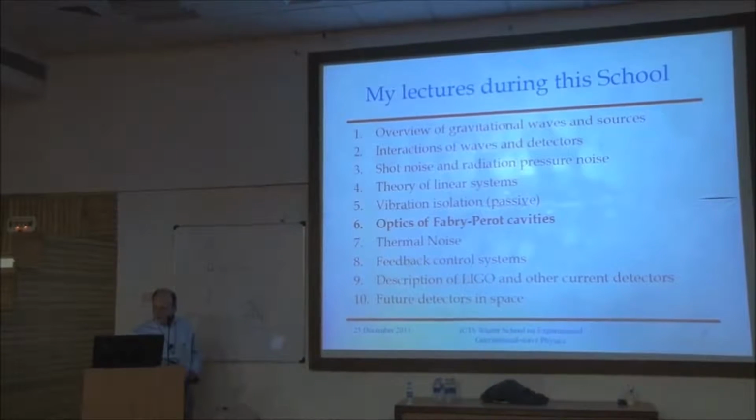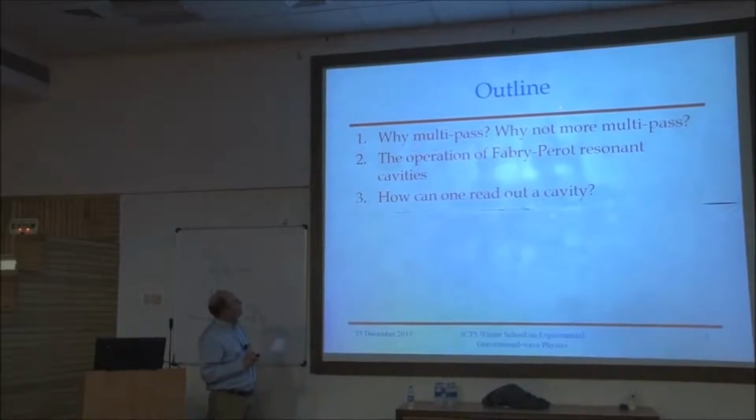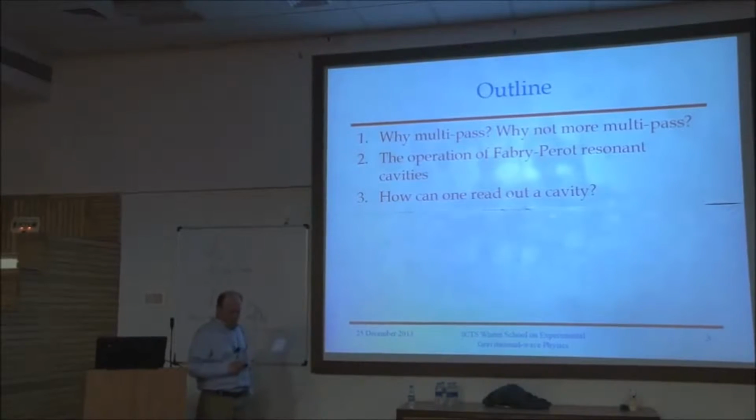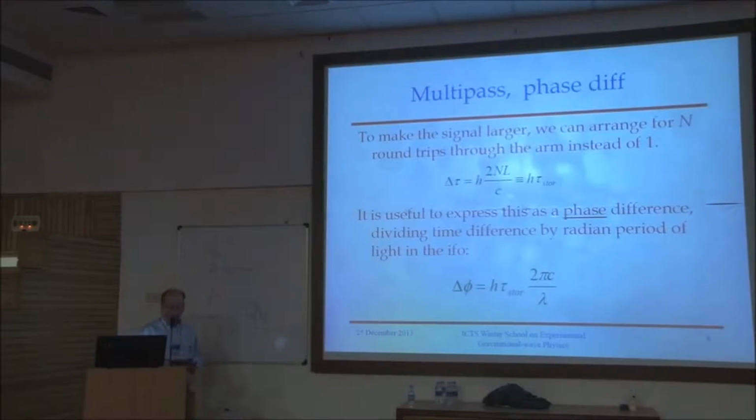So here's where we are in the week. I'll do a little bit of discussion, or a reminder, of why we are multipassing in our arms in the first place and why we don't do more of it. And then I'll have my little analysis of Fabry-Perot cavities, and I won't cover this material on reading out a cavity.